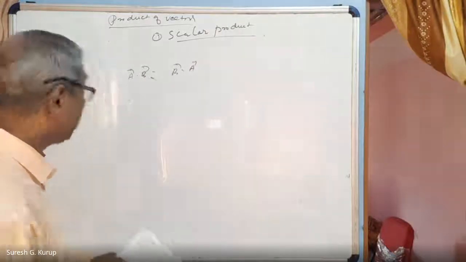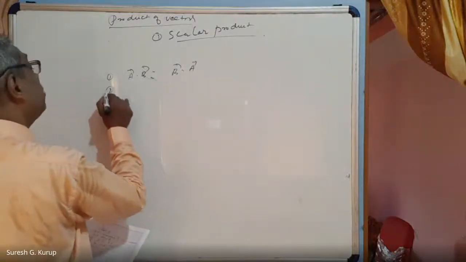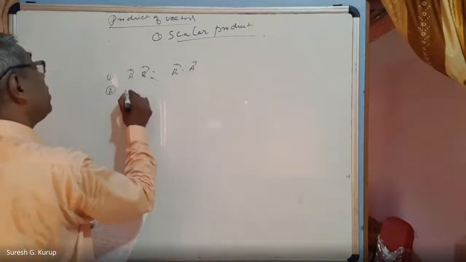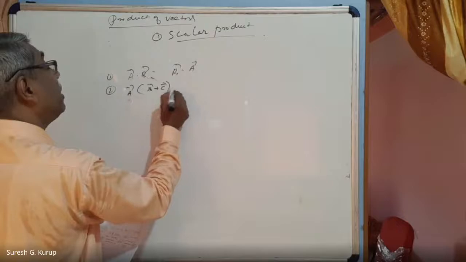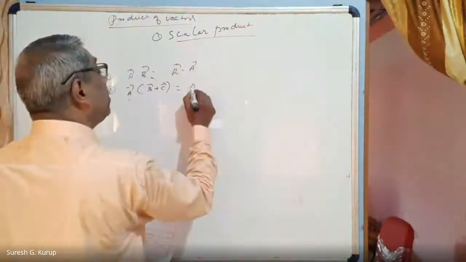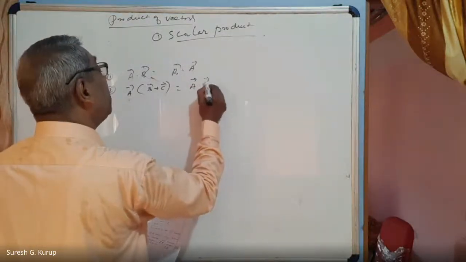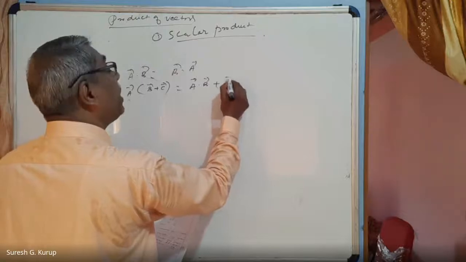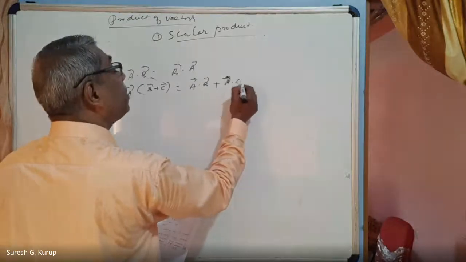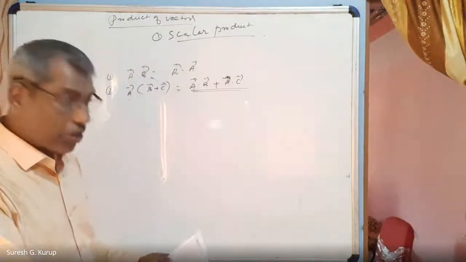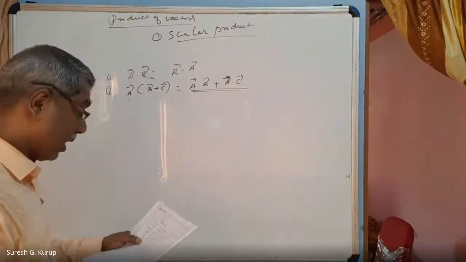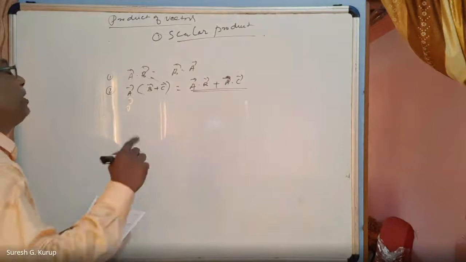That is one property. Next is vector A dot, in brackets, vector B plus vector C. That is equal to vector A dot vector B plus vector A dot vector C. This is the distributive property. Right? Okay.